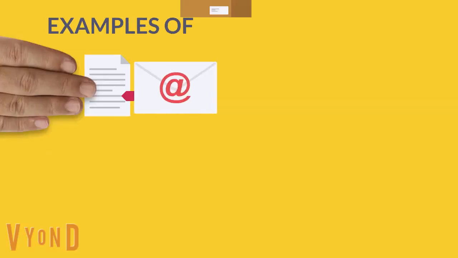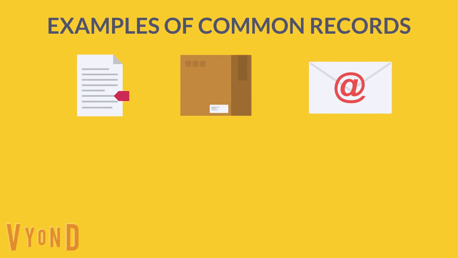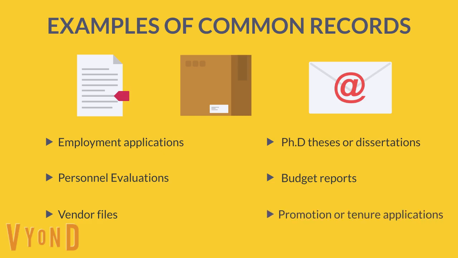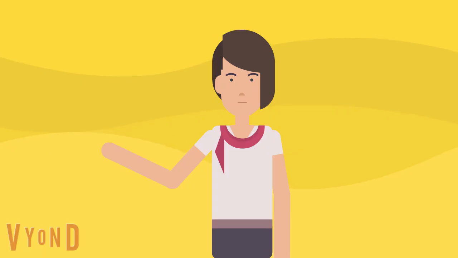Let's think about some examples of common records found in many university departments. Employment applications, PhD theses or dissertations, personnel evaluations, budget reports, vendor files, promotion or tenure applications and files. These are just a few examples of the records you might have in your office, and we'll go into how to identify records a little bit later. It's important to remember that records can come in any format.